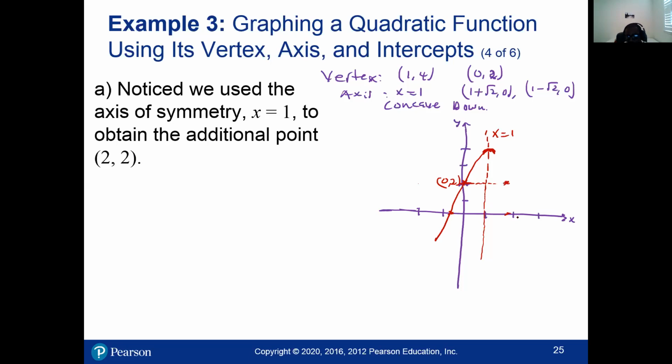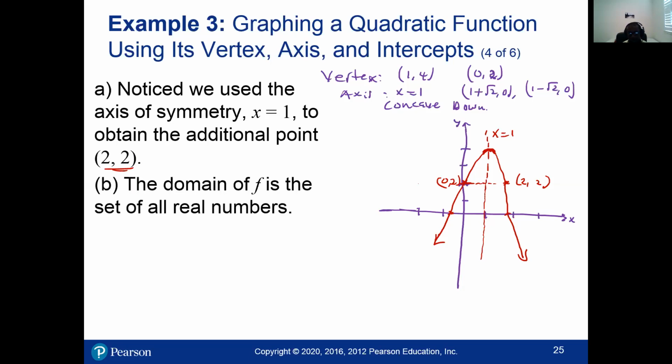What will be the coordinates of this point? It'd be the x coordinate; the y coordinate will be the same. The x coordinate, this is 1, this is 2. So we have this point, and with the additional point, we should be able to graph the parabola. That's why we have the additional point, (2, 2).